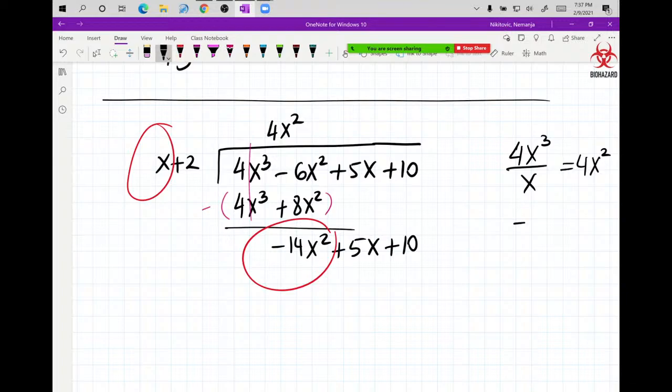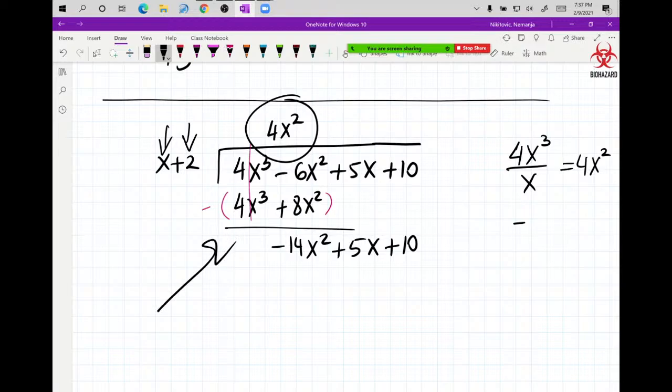Where did the 8x squared come from? When I multiply 4x squared by 2. Because I am multiplying back everywhere. This has to multiply both, so it will distribute on both terms. So I get 2 terms. Cool? Yeah. Awesome.